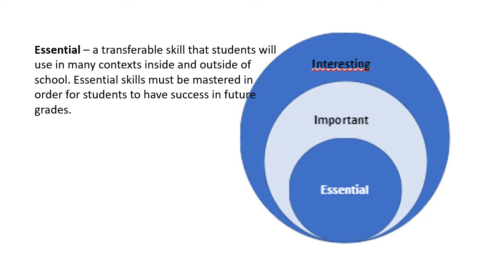When I'm planning for teaching and learning, I need to know what my priorities are. What is essential is a transferable skill that students will use in many contexts inside and outside of school. Essential skills must be mastered in order for students to have success in future grades. In this project, an example of essential learning would be how to respect chronological order, how to communicate a message clearly, and how expression and intonation can add or detract from the message.